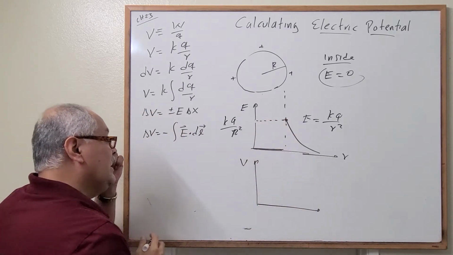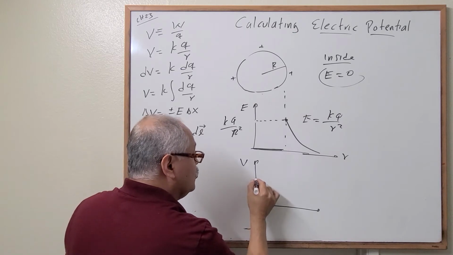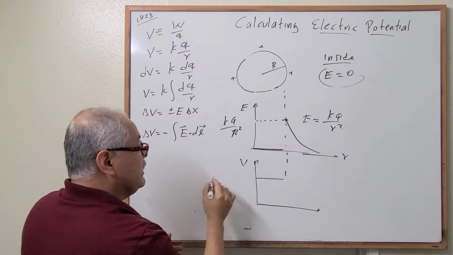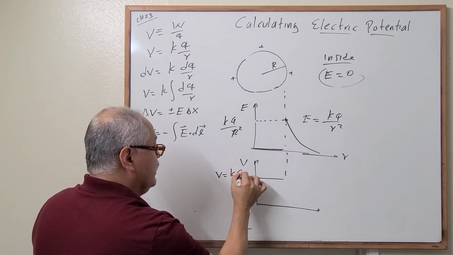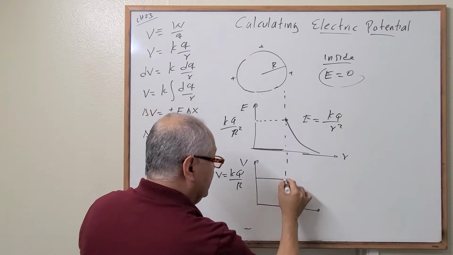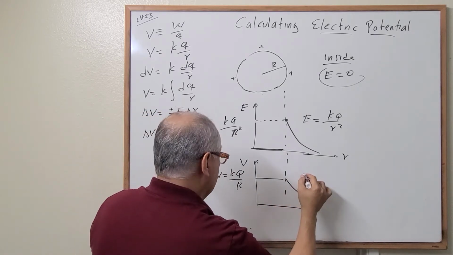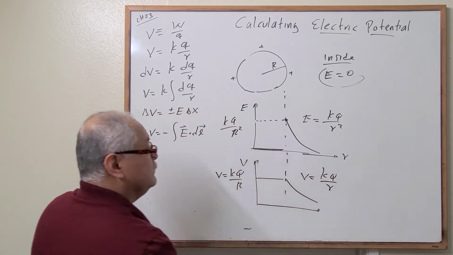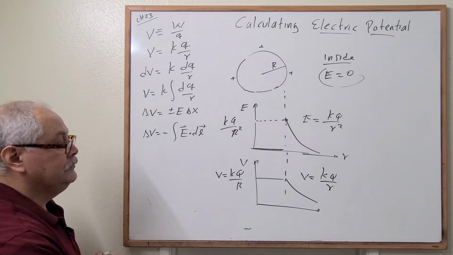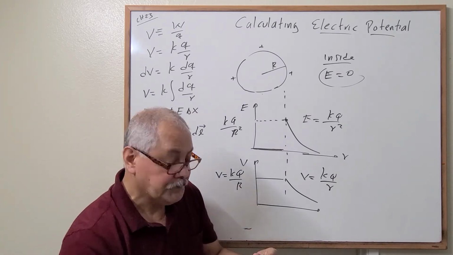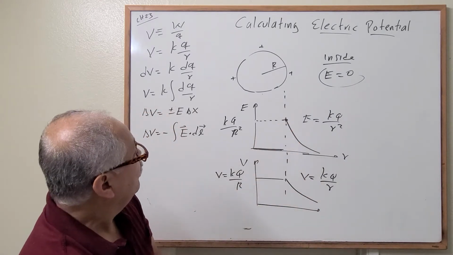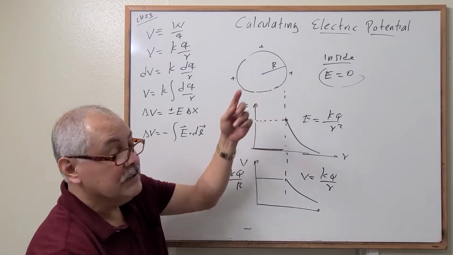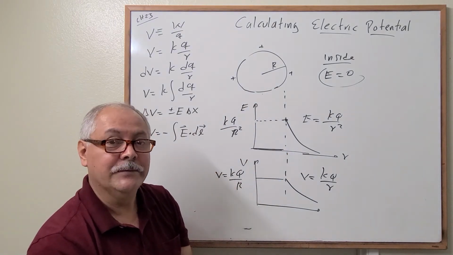Now, right here it is going to be constant inside. And what is the value inside? V is equal to KQ divided by big R. And outside, of course, it decreases in this way. V, the electric potential, is KQ over R. Correct? And this is the behavior of the electric field and electric potential when we have this charged sphere.